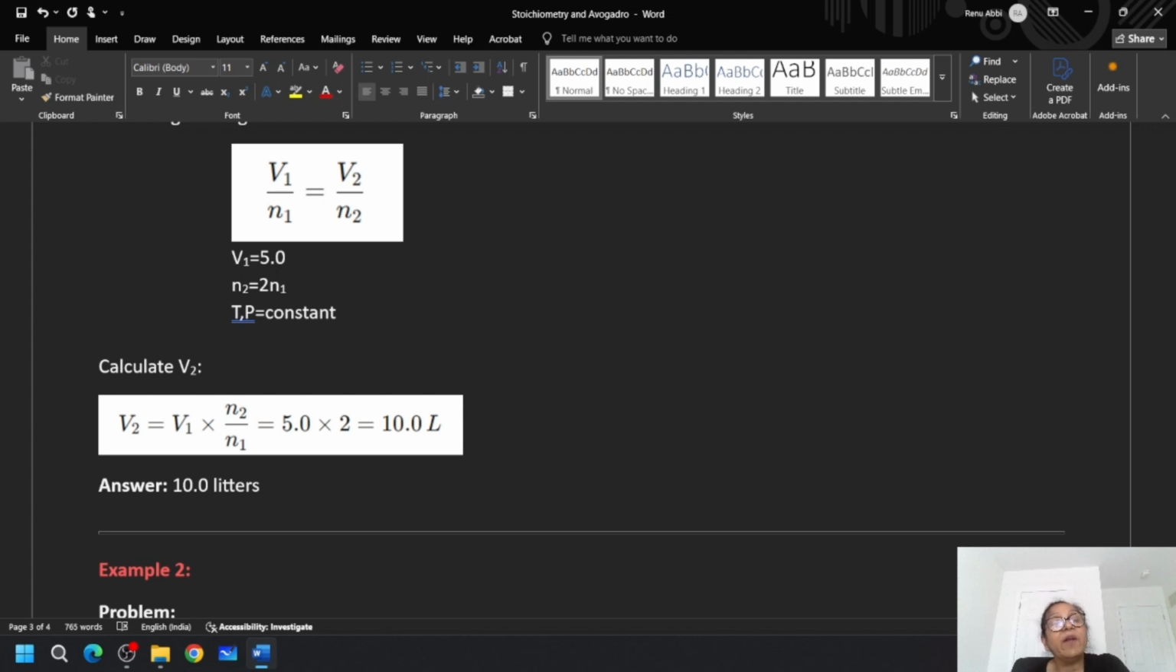So we have to calculate V2 by cross multiplication. V2 is equal to V1 into n2 upon n1. Now putting the values in, what is the value of n2? It is 2n1, and n1 will cancel with n1, and it will become only 2 here. V1 is 5 liters, so 5.0 into 2 is equal to 10 liters. I think this is going to be understood by you. You can apply it here and you can use it there.